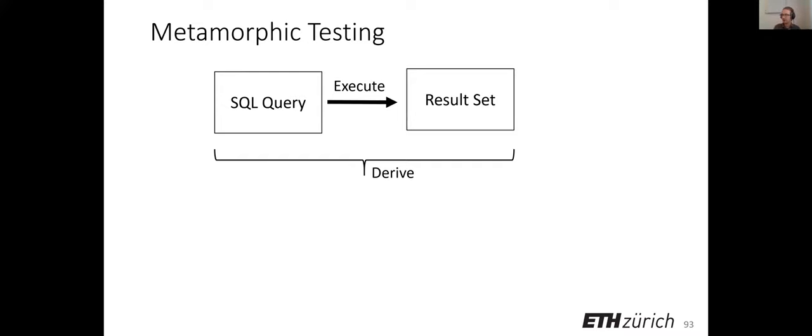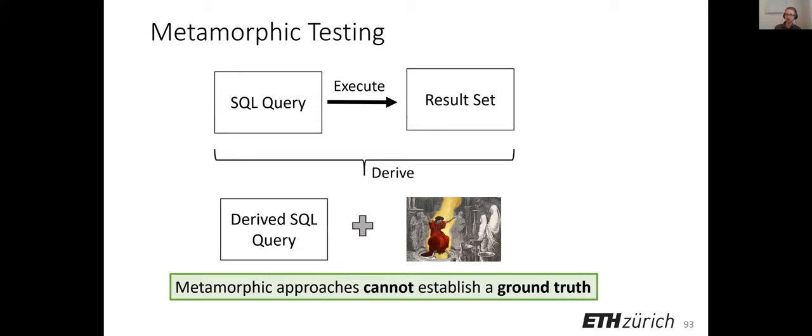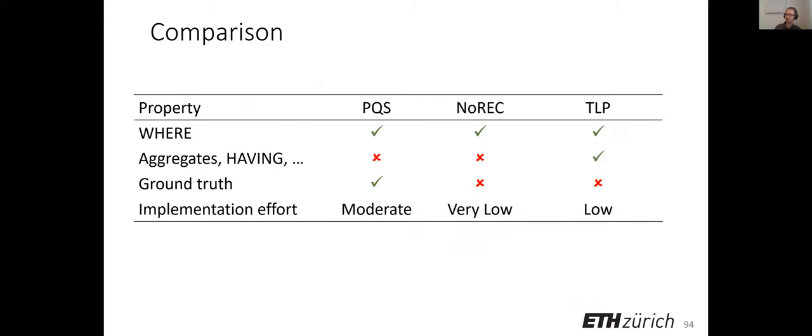And with that, I want to start summarizing the talk. So I've presented to you two so-called metamorphic testing approaches. This means that in our context, we have a SQL query, we execute it, we get a result set, and based on these two components, we derive a new test case, which is basically a derived SQL query and a test oracle that can decide whether the result set seems correct or not. And an essential limitation of these metamorphic testing approaches is that they cannot establish a ground truth. So actually, with the first approach that we came up with, PQS, although the implementation effort is the highest compared to NoREC and TLP, PQS can actually establish a ground truth, unlike NoREC and TLP.